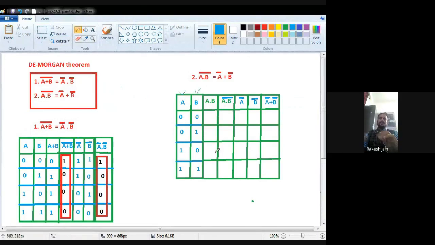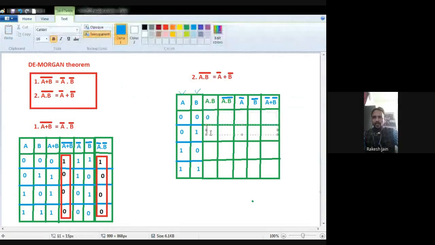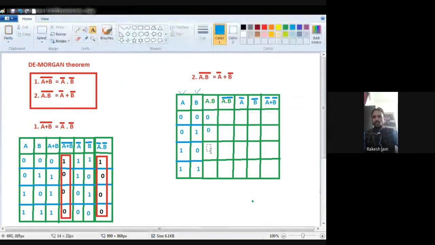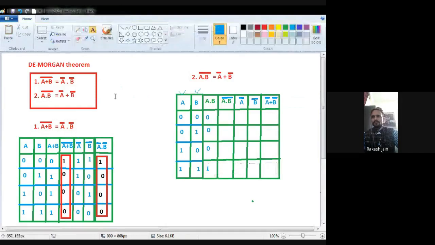At the LHS side I require A dot B. So first of all we will find out A dot B, means AND operation between A and B. Then I have to find out A dot B having a bar, so just the complement of the previous answer. Then at the right hand side we require A bar, then B bar, then A bar plus B bar. So I write down the notations.